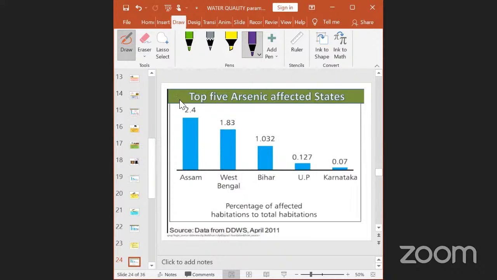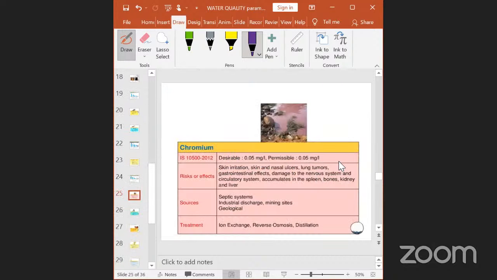So you see the top 5 arsenic affected states. The highest is Assam, at 2.4, and the lowest is Karnataka, at 0.07. And chromium: the desirable limit is 0.05 and the permissible limit is also 0.05.